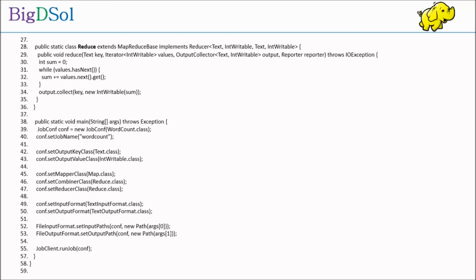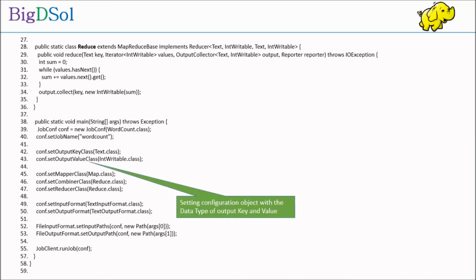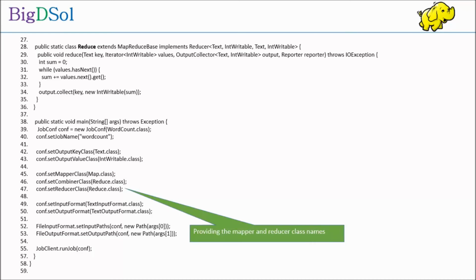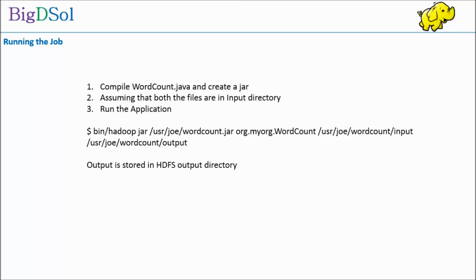And finally let us look at the main class. First, create a JobConf object and assign a job name for identification purposes. Then, set the configuration object with the data type of output key and value. Provide the mapper and reducer class names. Set the HDFS input and output parameters. Run the job.